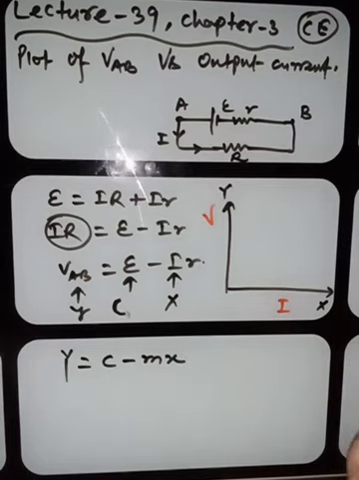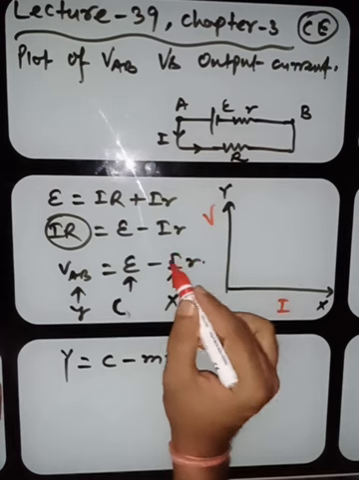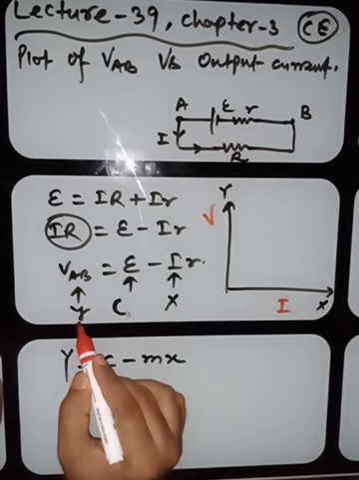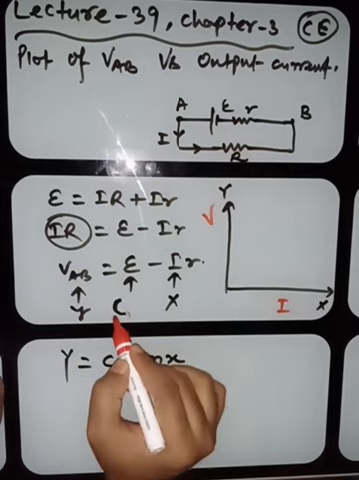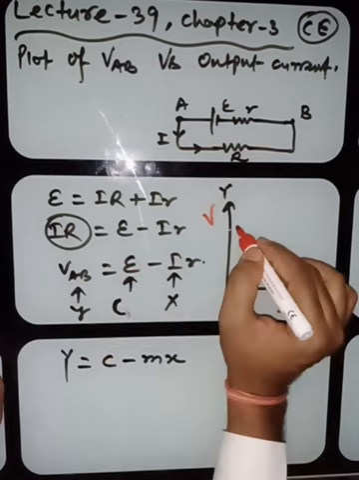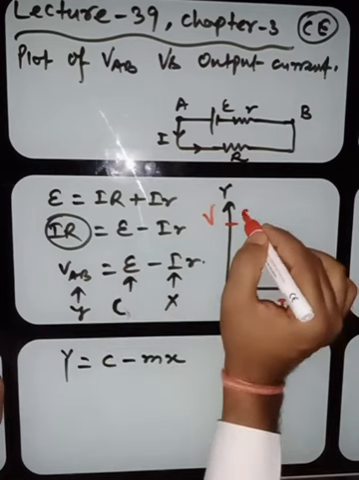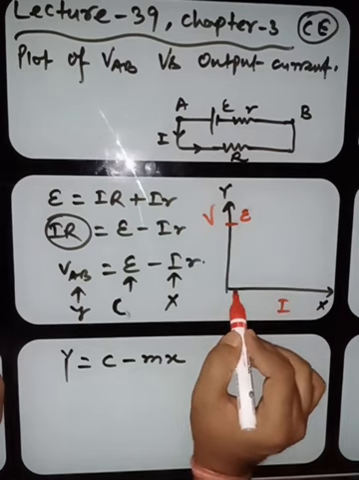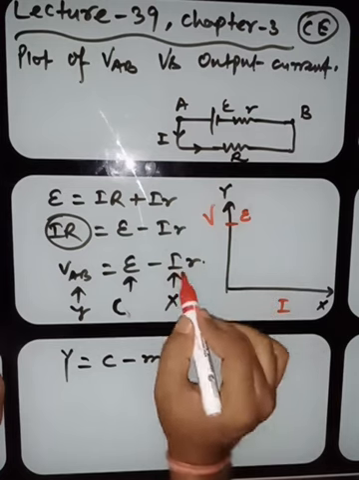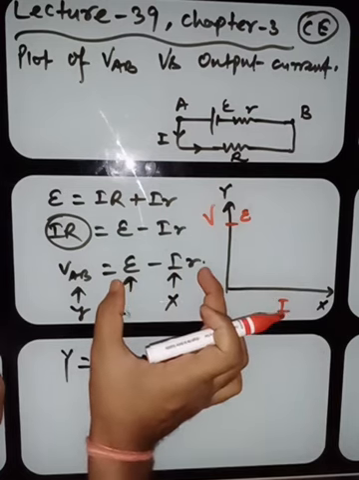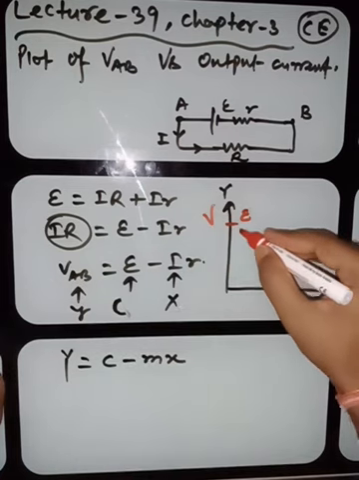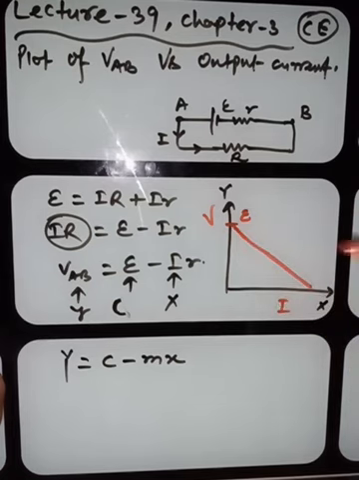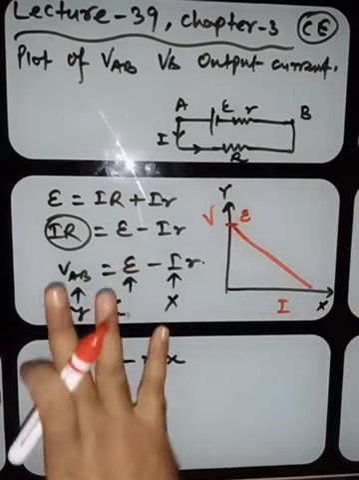Even at zero current, is the value of V_AB on the y-axis zero? The answer is no. It is E, and this E will be the maximum value. Suppose this is the E. We get E when I is 0. As this I increases, what will happen? This amount will decrease, but linearly, because this is a straight line. So the graph will be in this way. This is the plot of terminal voltage and output current.